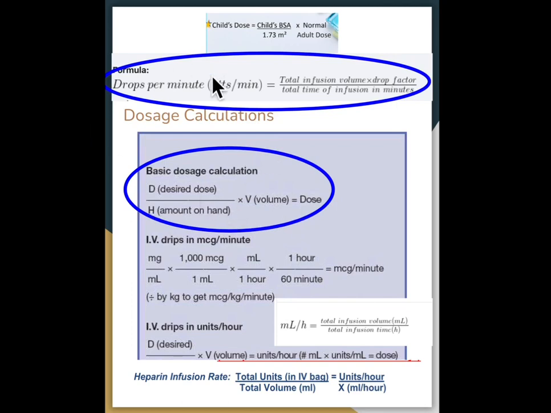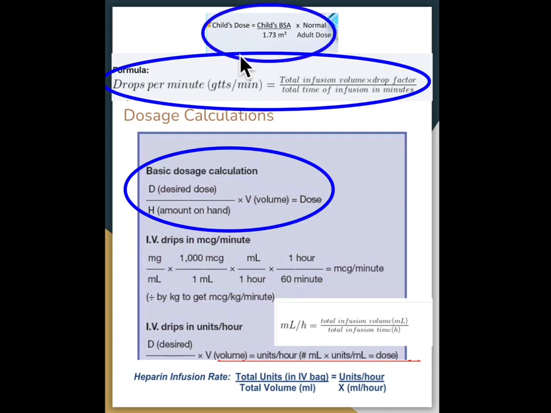Now, drops per minute formula. This will be great if you're administering a medication, IV piggyback, and they give you the drop factor, infusion volume, and or total time of infusion in minutes. All right. So it's what I call a plug and chug. When you know the formula, all you're doing once they give you all the information is plugging and chugging. All right. And you plug and chug, use the calculator, do the proper mathematic calculations, and you'll have your answer.